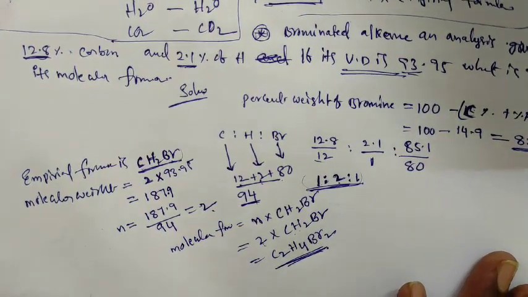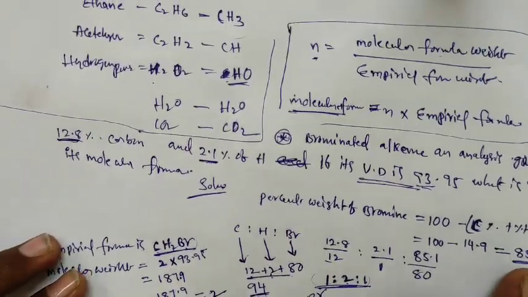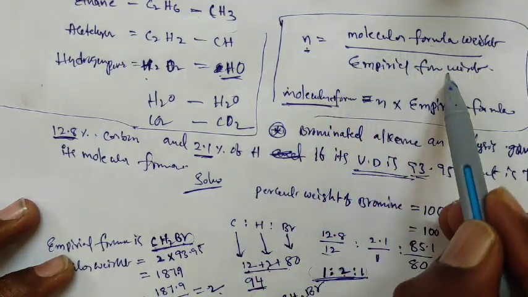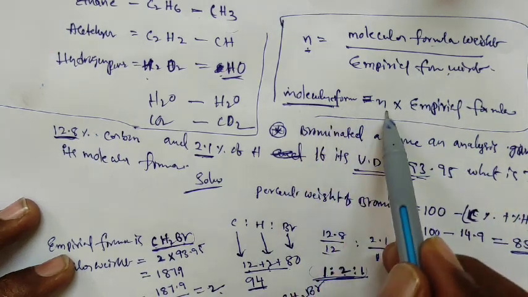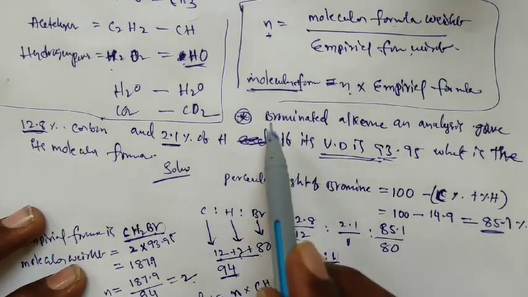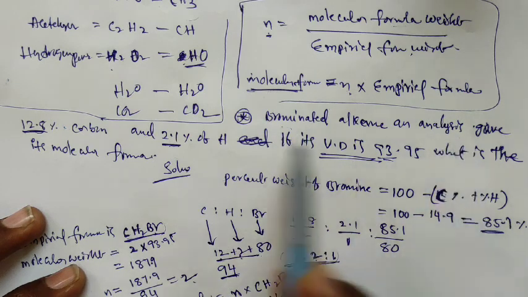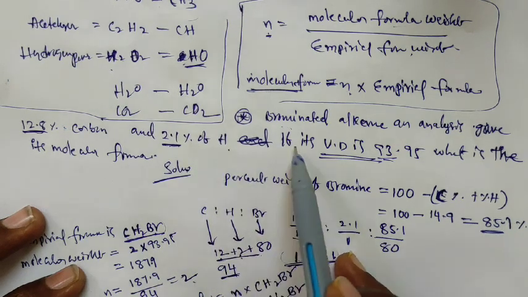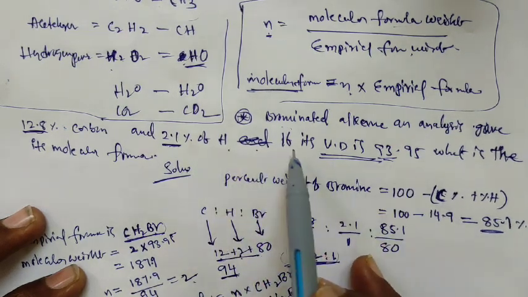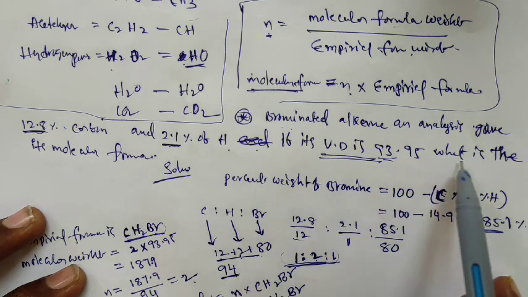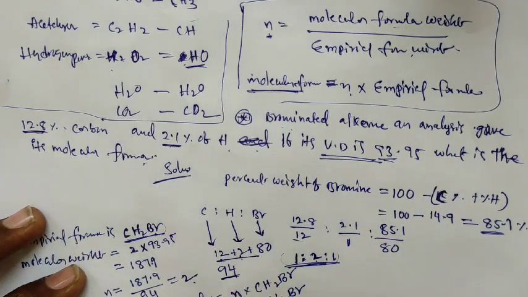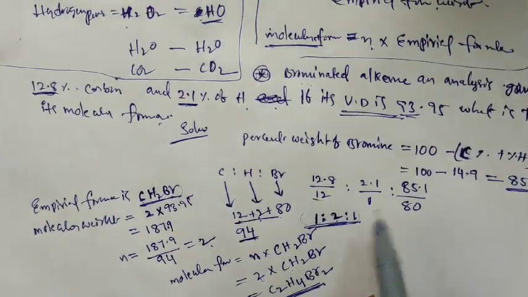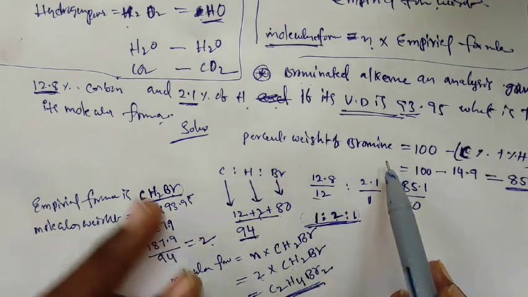Once again I will explain. We want n means molecular formula weight by empirical formula weight. Molecular formula we want means n into empirical formula. So in the given compound, brominated alkane is the analysis. They gave 12.8% of carbon and 2.1% of hydrogen. Remaining bromine they won't give. Its vapor density is 93.95. What is the molecular formula? Molecular formula they are asking directly. So will molecular formula come directly? No. So what we will do? Percentage weight of bromine we should find out first.